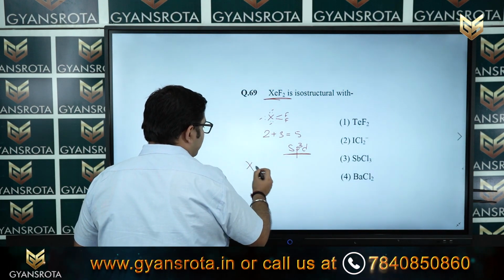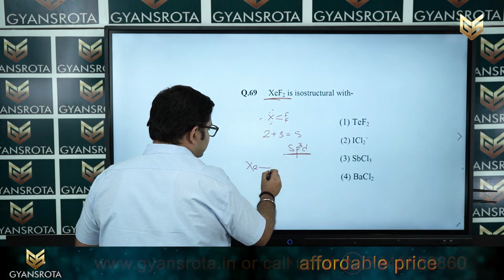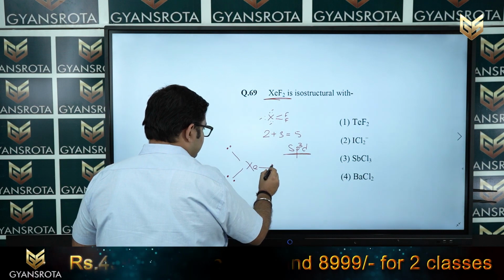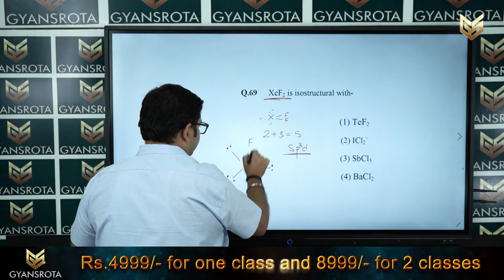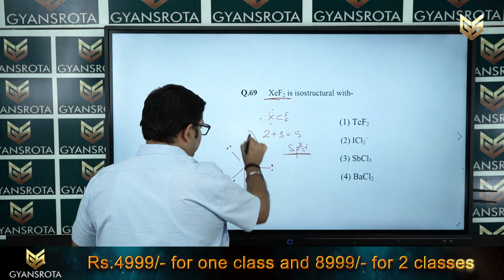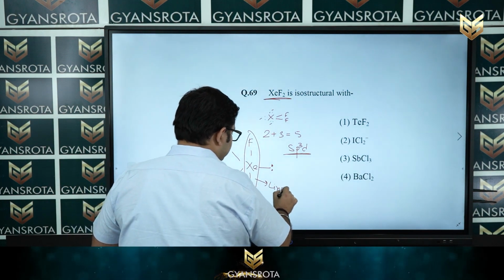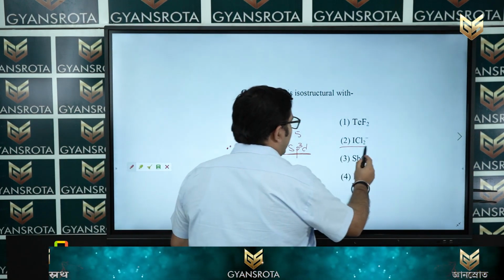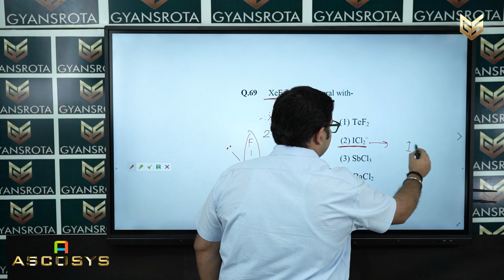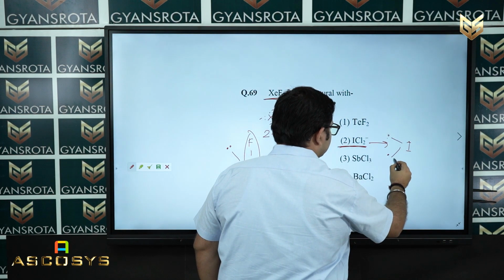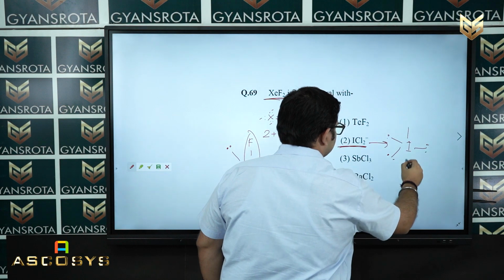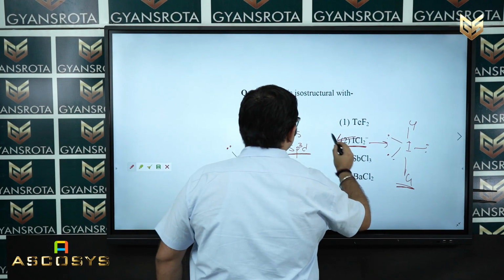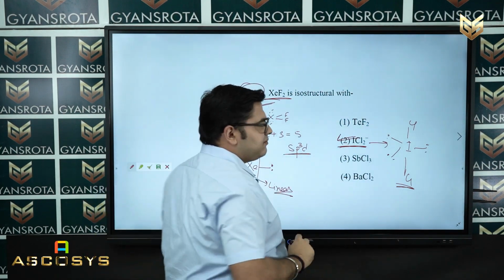Now, what is the shape of it? Xenon has these lone pairs, and the fluorines will go here. So, this is a linear shape structure, okay, linear shape. Now, if you see among these 4 options, ICl2, the structure is similar to this. So, this is also linear in shape. So, option number 2 is the correct answer to question number 69.